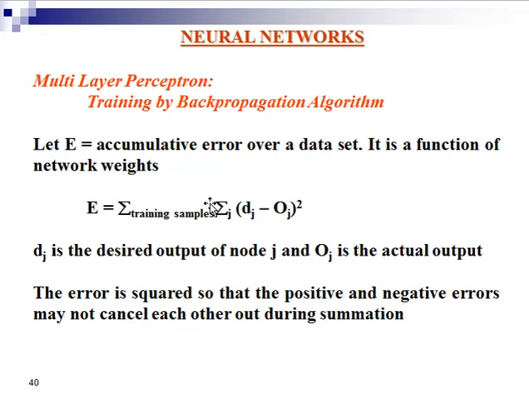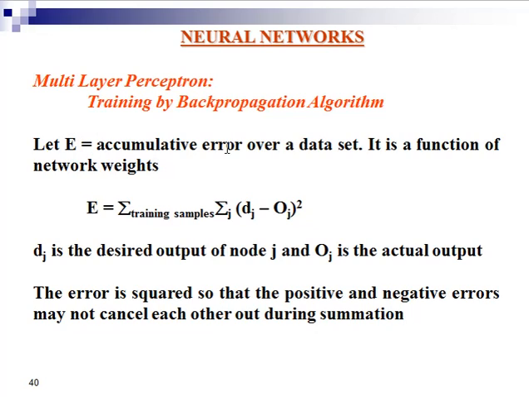So let's do a bit of summarization of the discussion which we had. In multi-layer perceptron, we perform training by using the backpropagation algorithm, and in the backpropagation algorithm, we compute a cumulative error, which is denoted by E because it's for error.